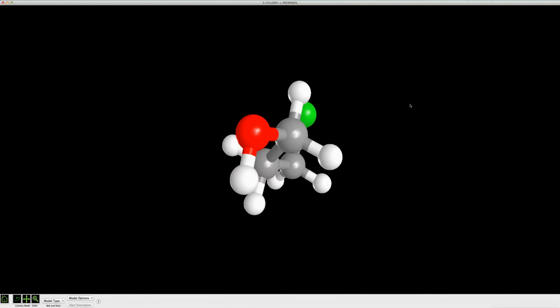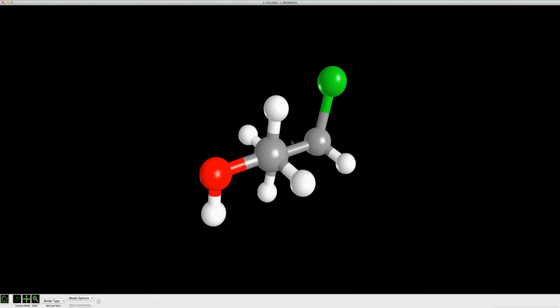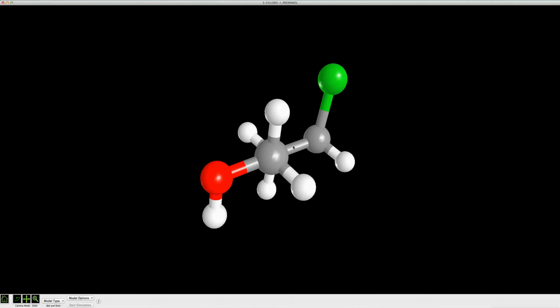And there's lots of different ways we can do this. But as we look down the bond, we can see 3 groups that are bonded to carbon 1. We have an OH, a hydrogen, and a hydrogen. And on the back carbon, we can see that there are 2 hydrogens and, of course, a CH2Cl. The 2 biggest groups on these 2 carbons, on the front carbon, it's the OH. On the back carbon, it's the CH2Cl.